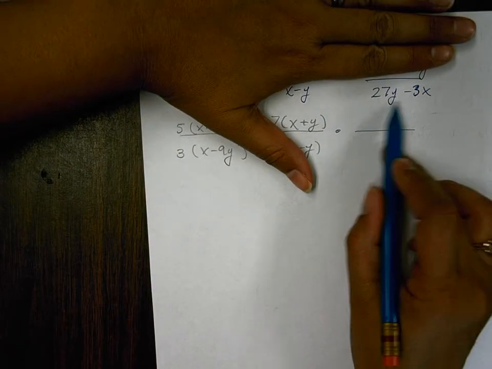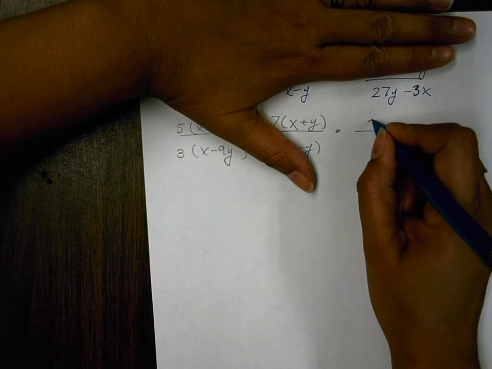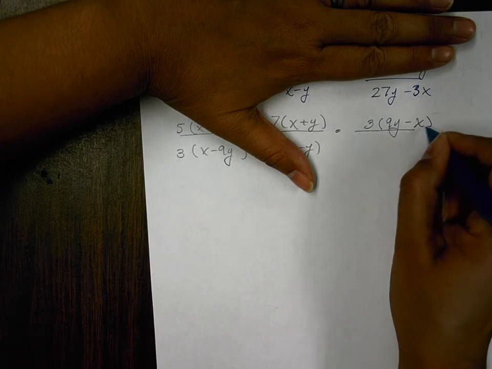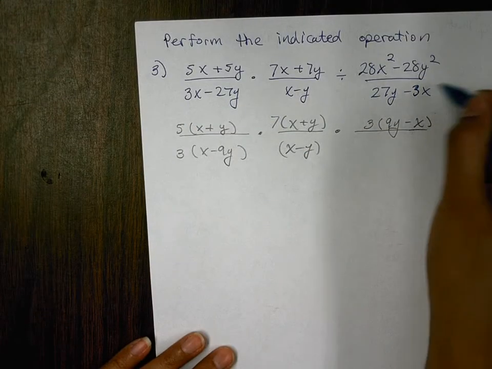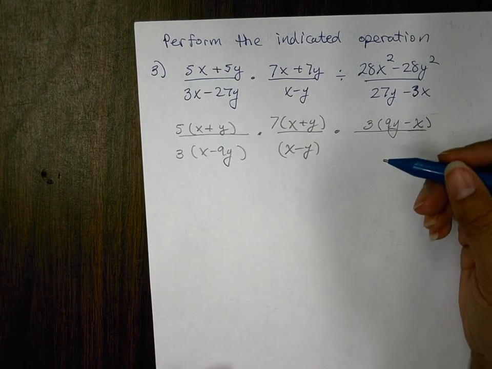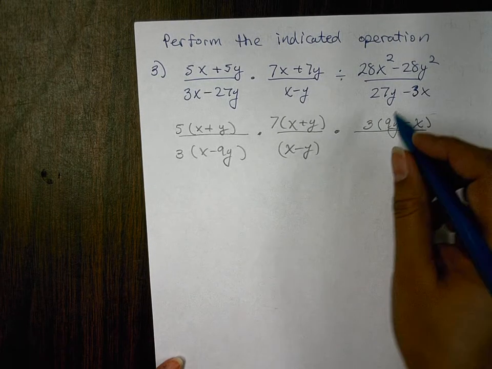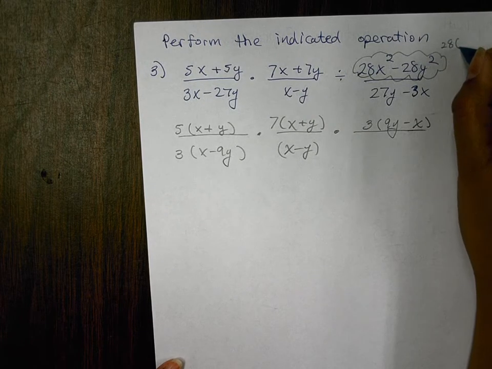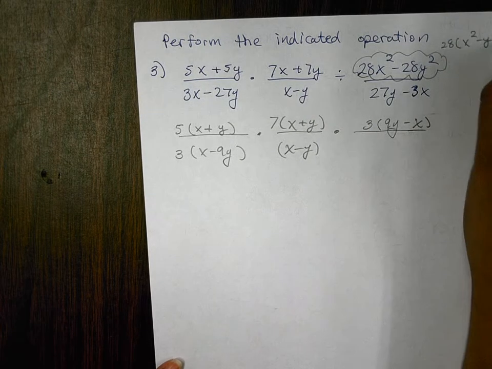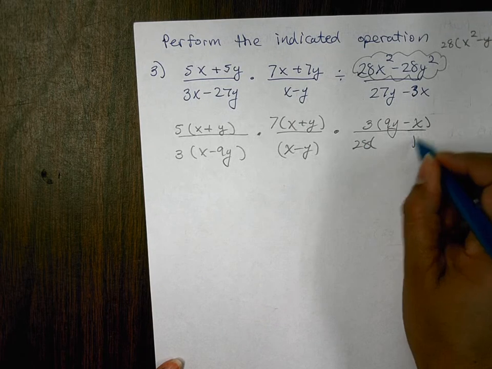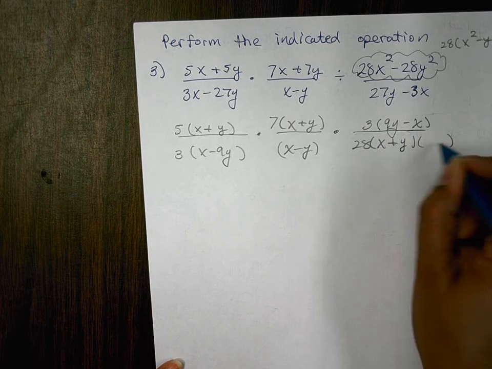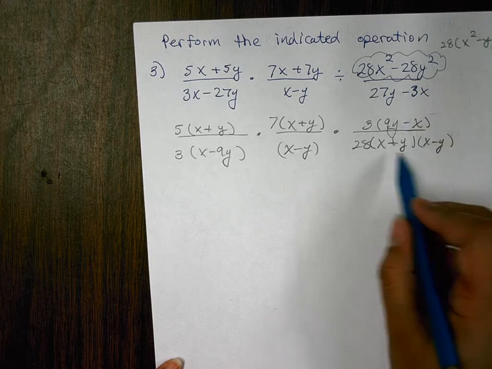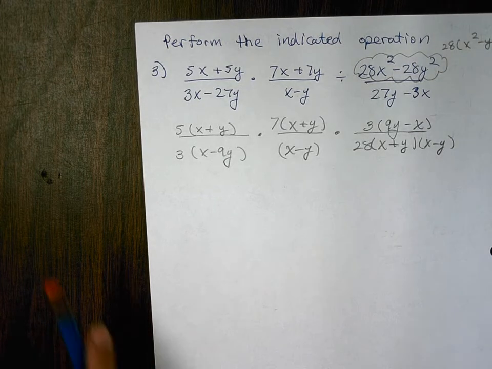So here looks like a GCF. So that goes to the top: 3 parentheses 9y minus x. And then this here looks like it's also a GCF and it's going to go to the bottom. Okay, I can kind of see right here when I take out the 28, I'm going to have a difference of 2 squares, so I'm going to do that all in one time. 28 double bubble, x plus y, x minus y, because what would be left over is x squared minus y squared, and I know that's a difference of 2 squares.